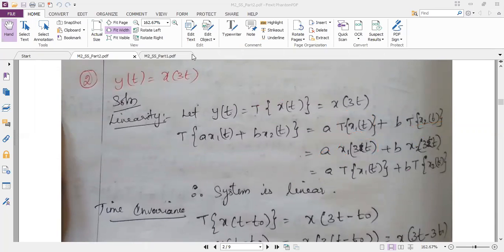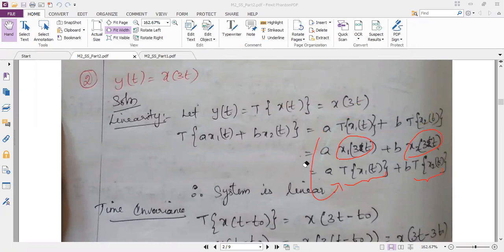Later, I know what x1 of 3t is, and I am now writing it in terms of t. So a into T of x1 of t plus b into T of x2 of t. Why am I writing it this way? Because I get back the right hand side, a into T of x1 of t plus b into T of x2 of t. So this says that it is linear.